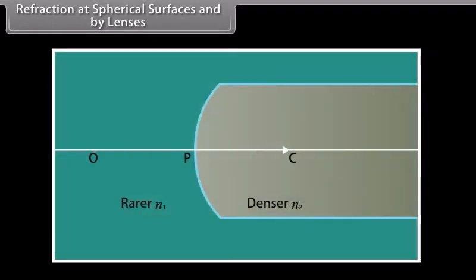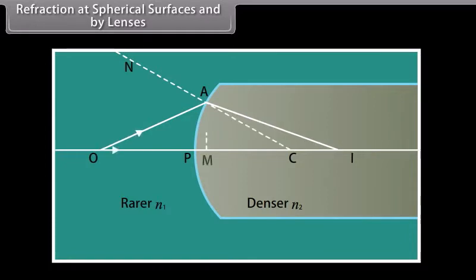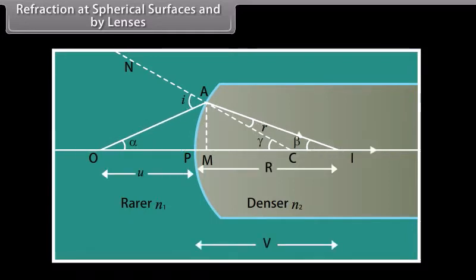Refraction at spherical surfaces and by lenses. Refraction at a spherical surface. The figure given shows a convex refracting surface separating two media. Let P be the pole and C the center of curvature of the refracting surface. Let N1 and N2 be the refractive indices of rarer and denser media respectively. Let O be a luminous point object on the principal axis of the convex refracting surface.